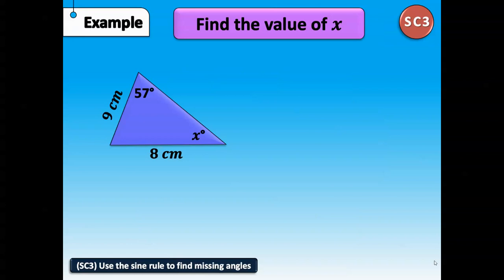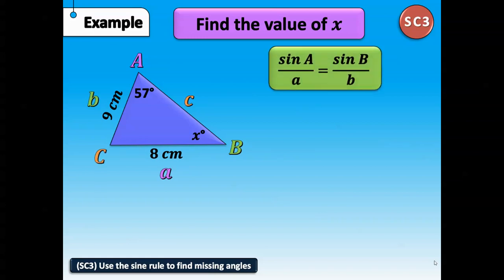So I want to find the value of angle X. So I can label up my sides and my angles. And I can see that I can use sine A over A equals sine B over B. Substituting my values.